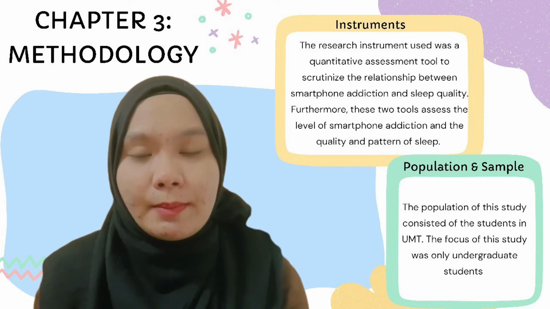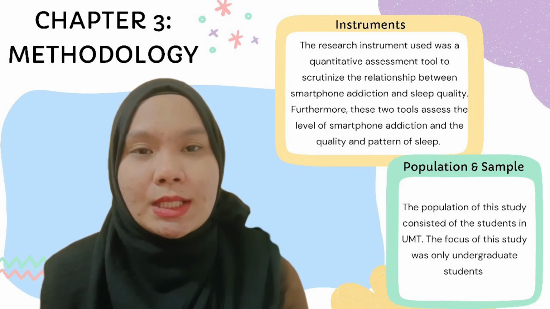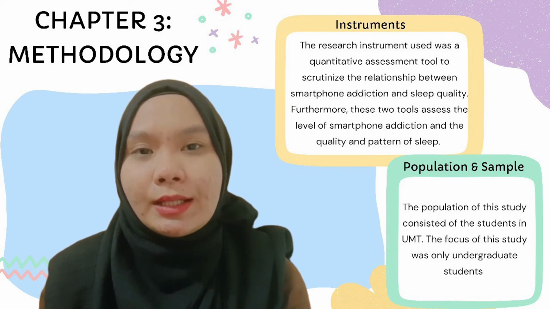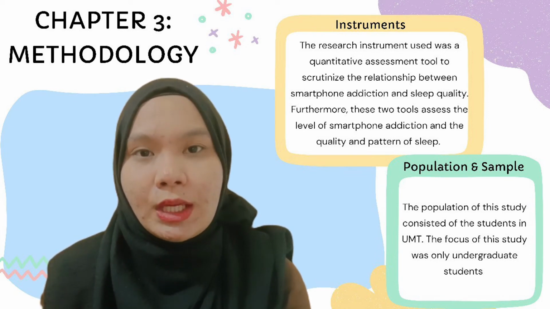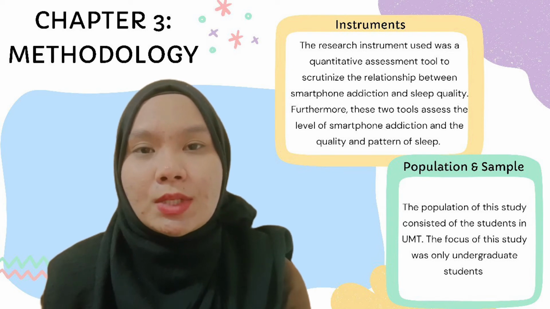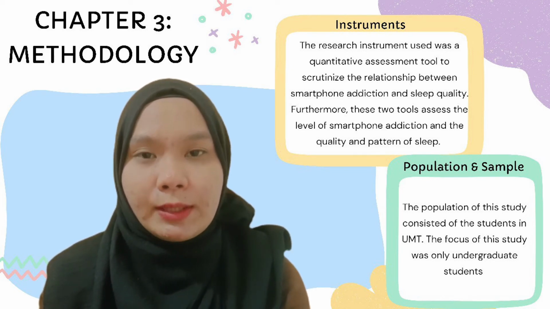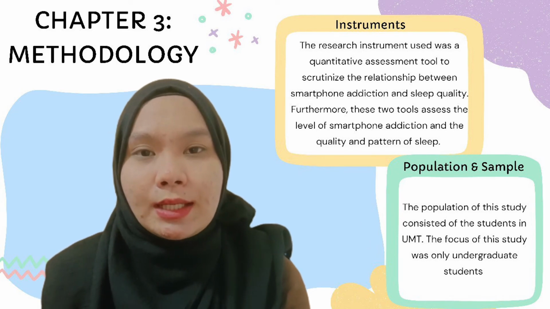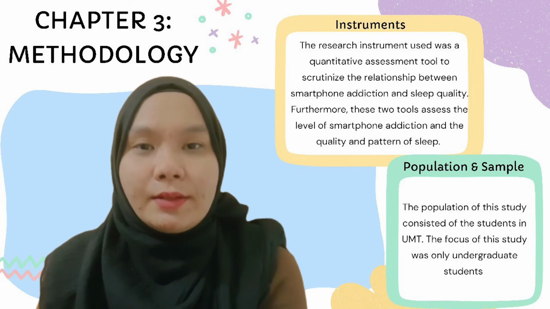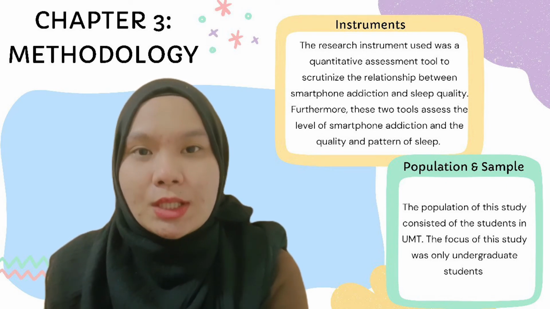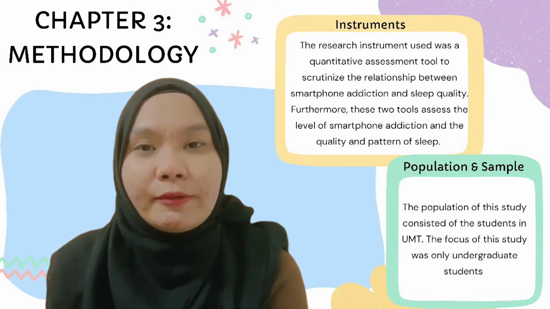Next, population and sample. The population of the study consisted of the students in UMT. The focus of the study was only undergraduate students from the five faculties, which are the Faculty of Business, Economy and Social Development, Faculty of Maritime Study, and Faculty of Science and Marine Environment. The researcher selected the sample by random sampling. As a result, 30 respondents were selected as a sample, and each undergraduate student represents a participant for this study.